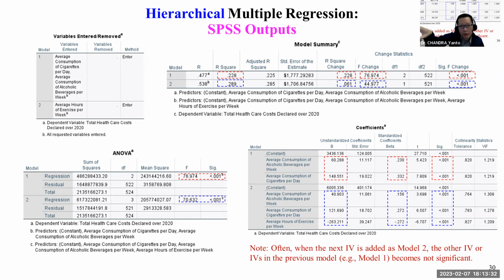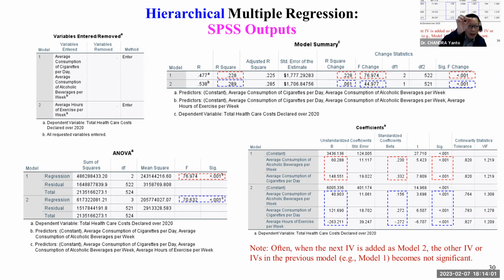And you can look at the model summary. When you only include two variables, which are the cigarette and alcohol consumption, your R-square is 0.228. And the F is 76.9 and significant, right? So model one is significant, and the two variables, cigarette and alcohol consumption, can explain 22.8%, or 0.228, of the total healthcare cost, right?